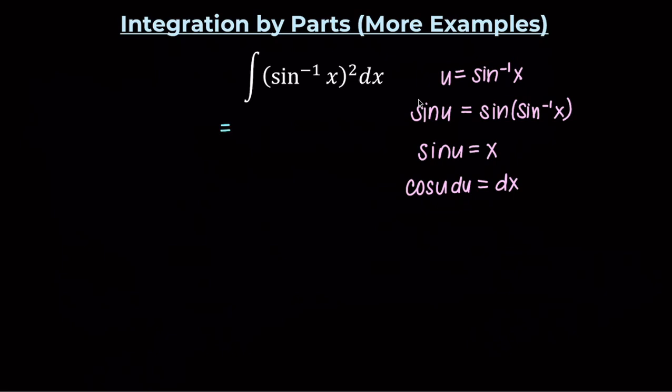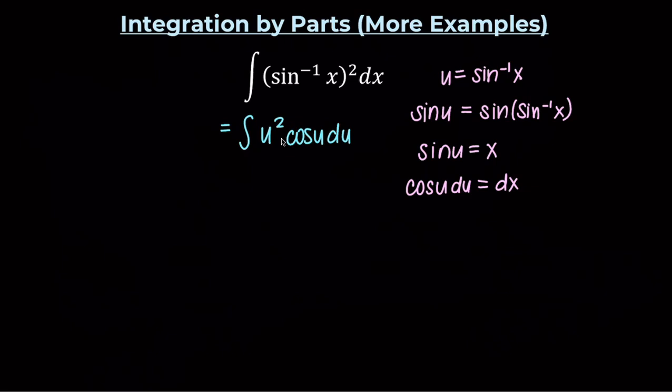So we have the integral of just u squared, and then dx is cosine u du. So we have cosine u du. And once again, this calls for integration by parts. It's a repeated parts. This is u squared. And so it's a good candidate for that same tabular method.